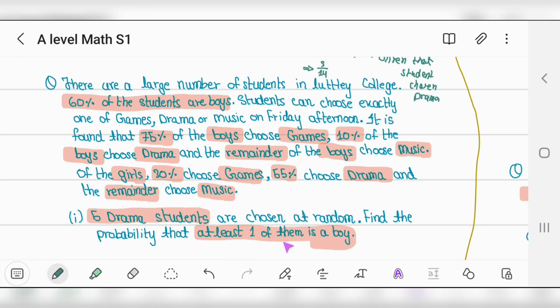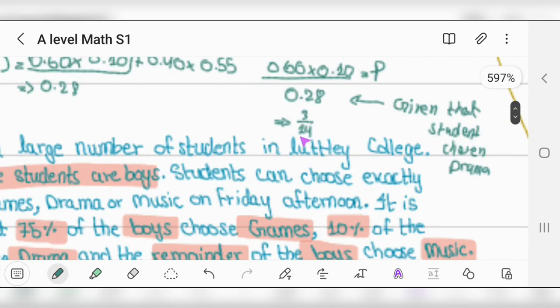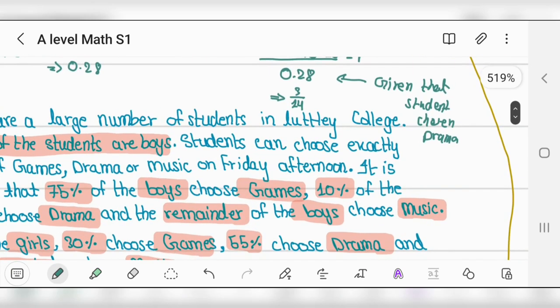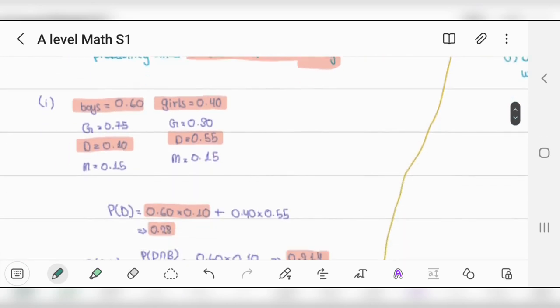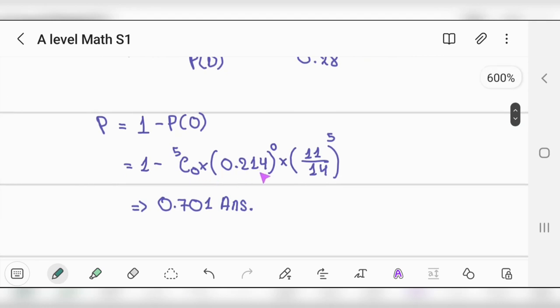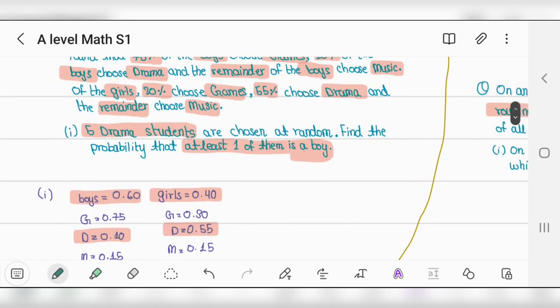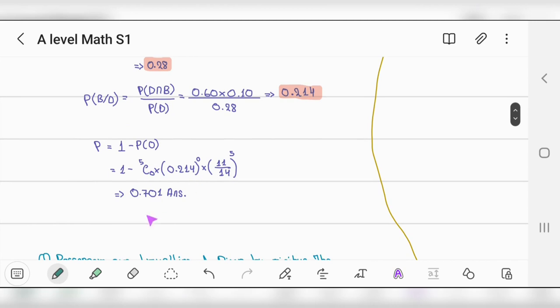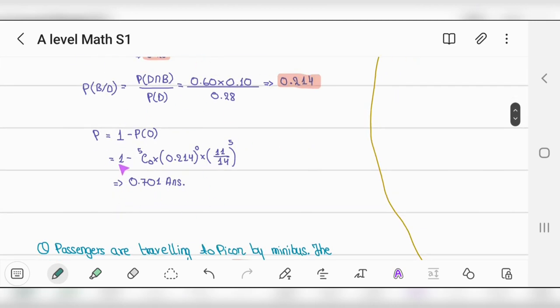Okay, now 5 drama children are chosen at random. Find the probability that at least one of them is a boy. So there's the probability of being a boy and choosing drama, which is 3 upon 14, and the probability of not being a boy is 11 upon 14. Since it says at least one, we can write it as 1 minus P of 0. They are asking for at least one of them, so 1 minus the probability of having 0 boys, and then you get the probability. This is exactly what I have done here, so this is the answer.